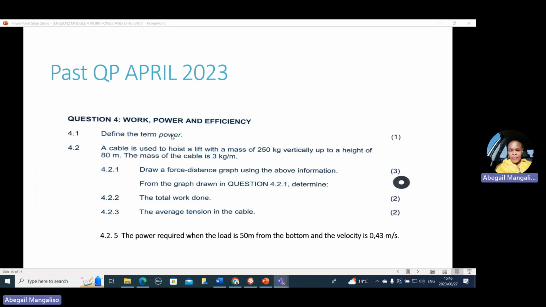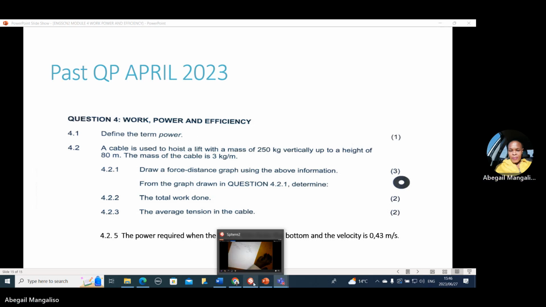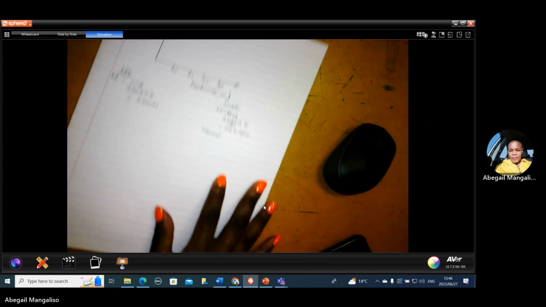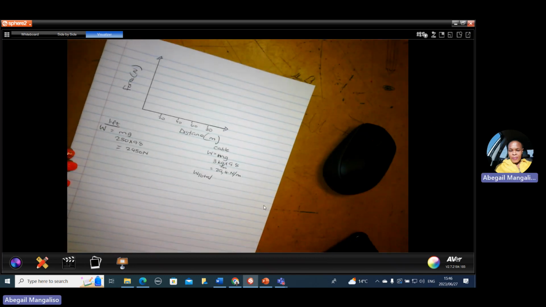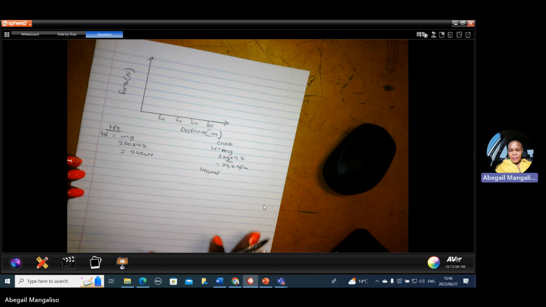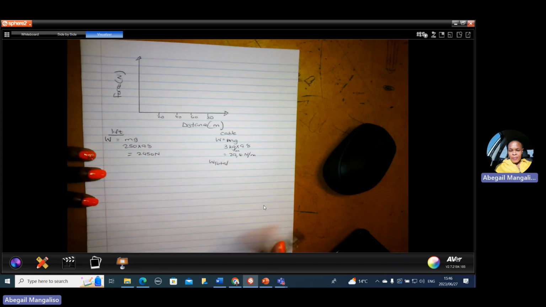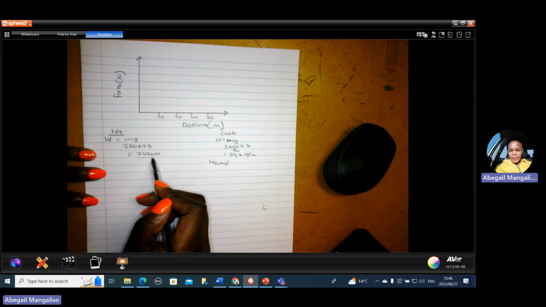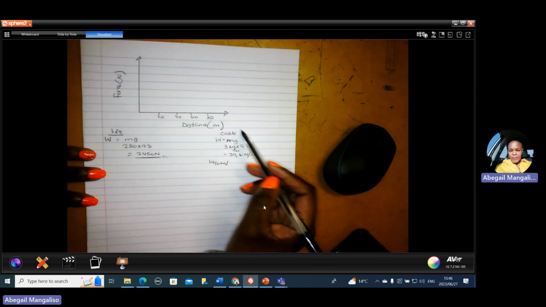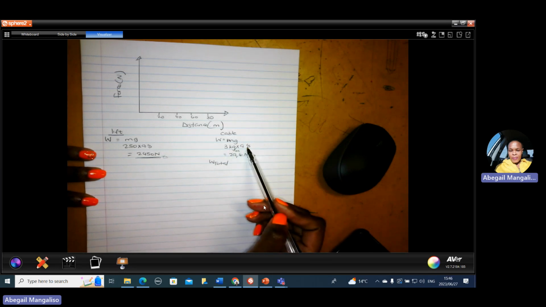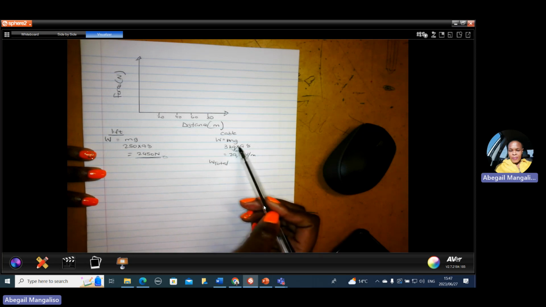It is a force distance graph. So first thing, you need to change these two to newtons. Let's look at the solution. A force distance graph. To change kilograms to newtons, you multiply by 9,8, and this will be the weight of the lift in newtons. Weight of the cable, 3 times 9,8. It will be 29.4 per meter because you are given 3 kilograms on a single meter.